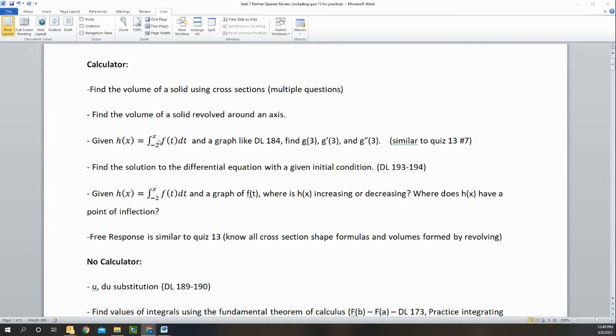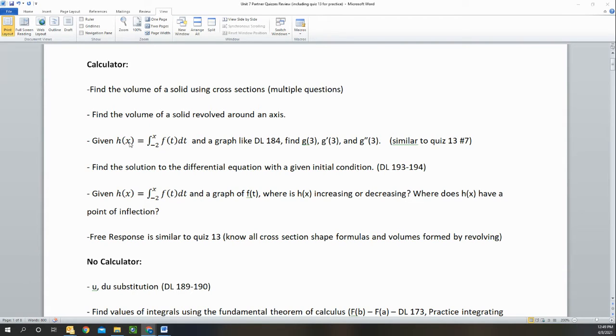There are also integrals. So h of x is a function defined by an integral. I've got h of x is equal to this integral from -2 to x. This could have been any number, I'm really making this up. It's just going to be one like this, and a graph, and then I give a page number so you can look back in your daily lessons. And then it's just going to be find a function value, find g prime, find g double prime.